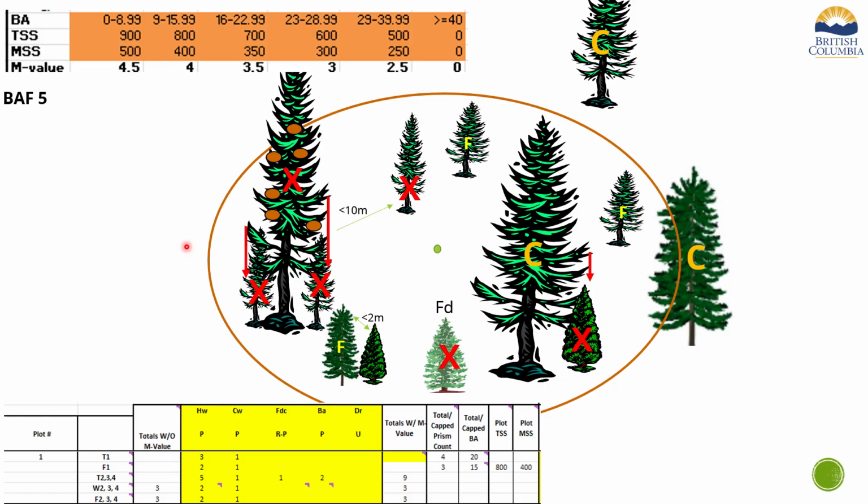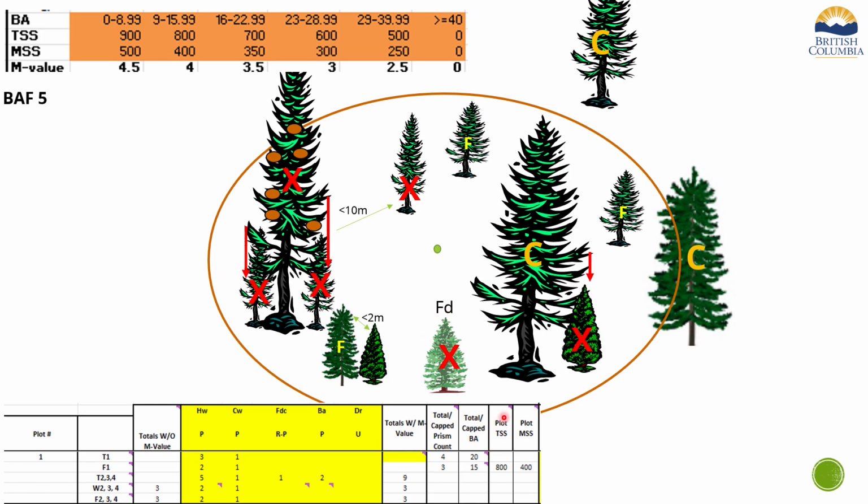Then we need to determine which of these trees are well spaced. So all these species are ecologically suitable, though fir has some restrictions. So for fir, we need to examine the total basal area level. So it is 20 meters squared. Unfortunately, that means at that level, fir is not a suitable species. It cannot be taken as well spaced or free growing. So we put an X on this tree.